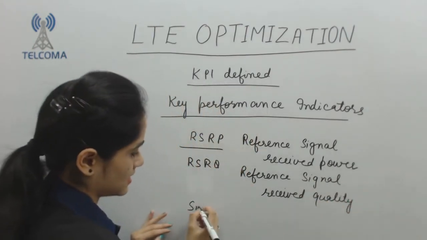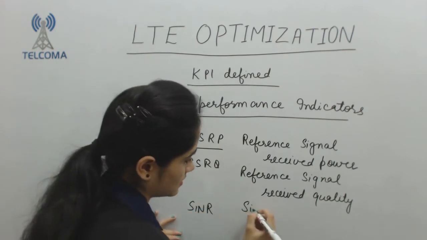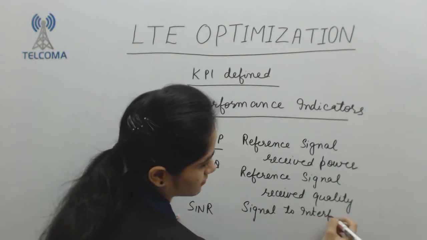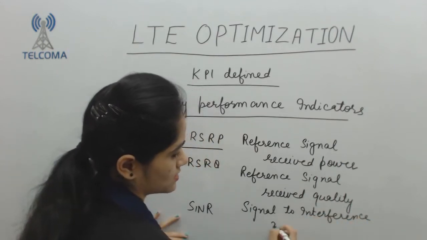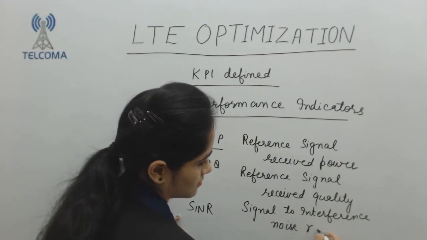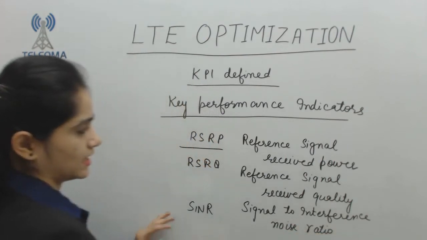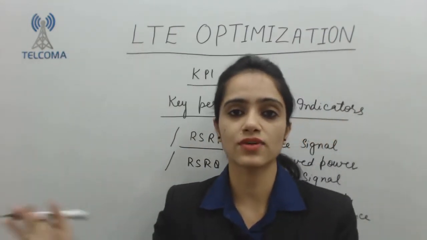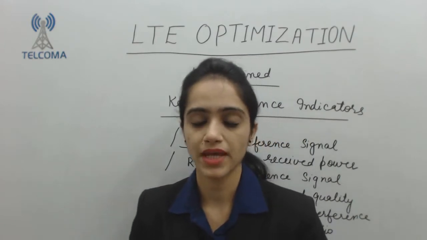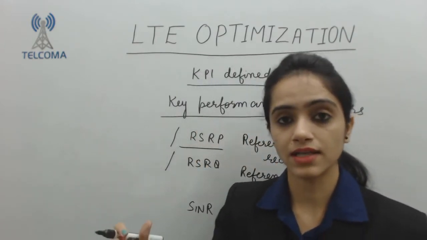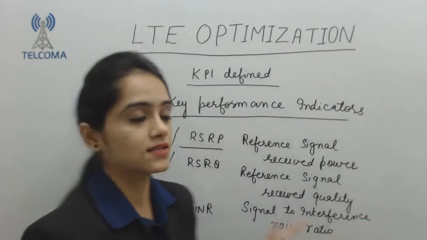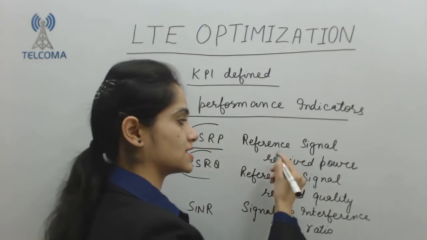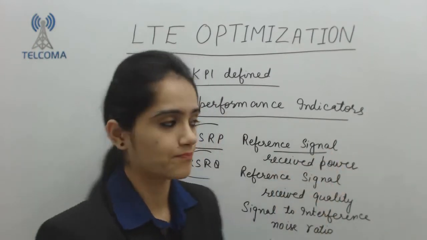Like this, we have SINR also, signal to interference and noise ratio. Now I can compare RSRP and RSRQ with RX level and RX quality, which we used in our GSM system, that is, reception level and reception quality. In LTE we have RSRP and RSRQ because we have reference signals to send the power in LTE.